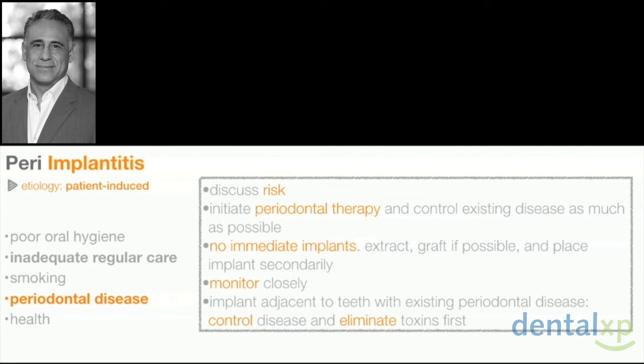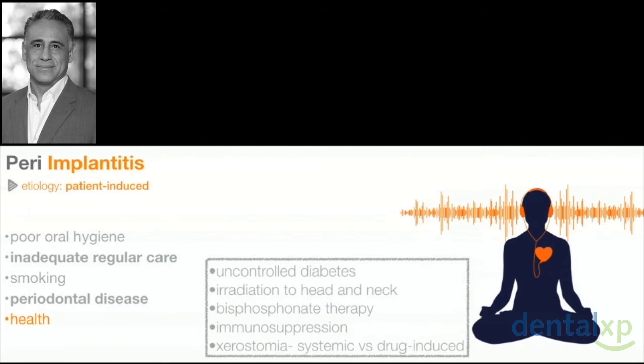Really close monitoring of these patients is needed, and be very cautious about implant placement adjacent to teeth with existing periodontal disease. It's important to control the disease first, eliminate the toxins first, and then place implants next to teeth with existing disease. Of course, the health of the patient is also an important factor. Those with uncontrolled diabetes, radiation to the head and neck area, bisphosphonate therapy, patients with immunosuppression, as well as xerostomia, can have increased risk of peri-implantitis.